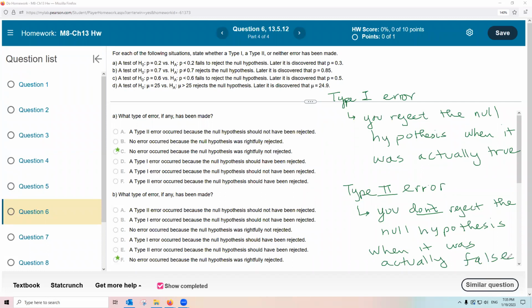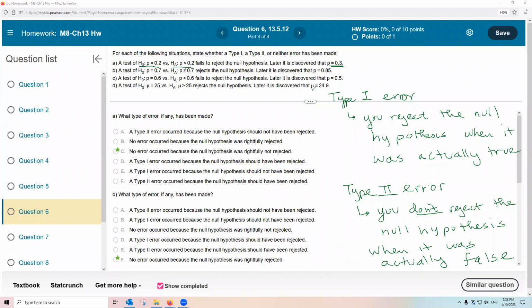All right, so let's take a look at a couple of these examples. Let's go to part A. It says the null hypothesis is p equals 0.2 versus p less than 0.2. And later it's discovered that p is 0.3. So the question here is, should we reject or fail to reject the null hypothesis? And did we make the right decision or did we make an error?